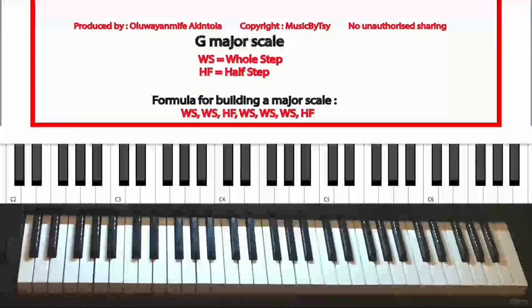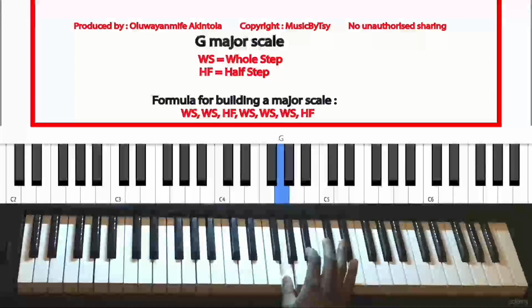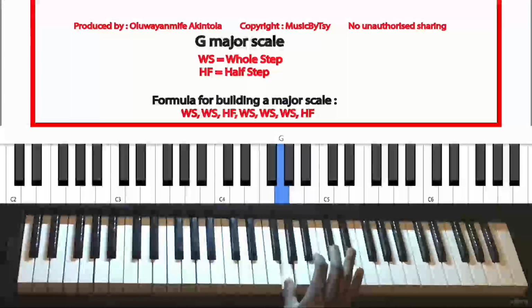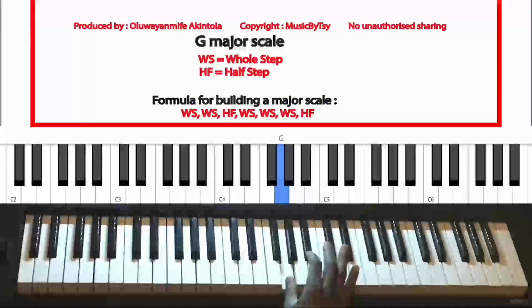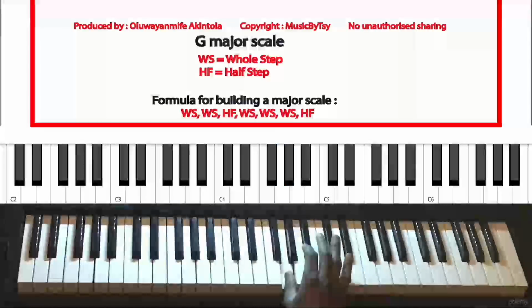In this lesson we're going to be learning about the G major scale. Now in order to build a major scale for any key, there is a formula that we can use, and the formula goes like this. So you start from the starting key that you want to start from. So in our case, we want to build the major scale for the key of G. Therefore, we're going to start from the key of G.